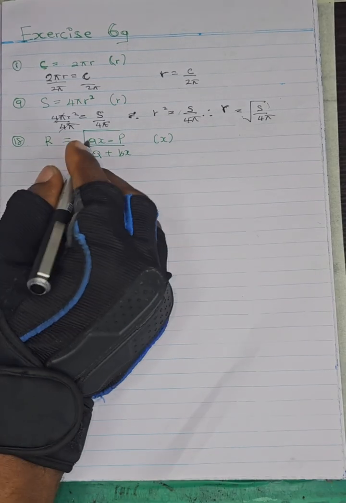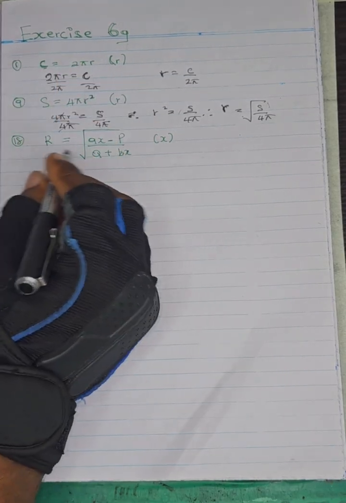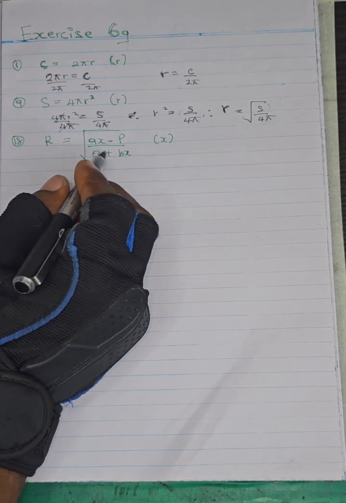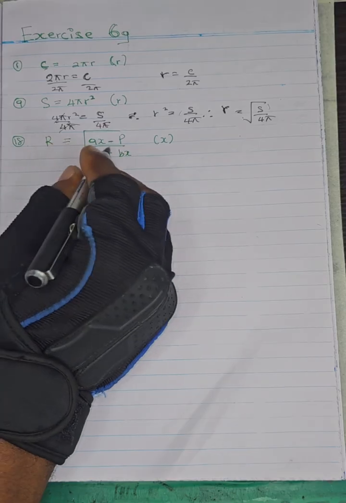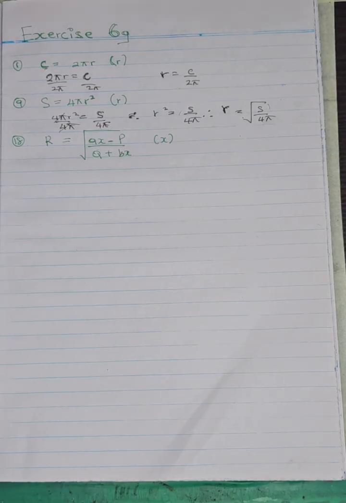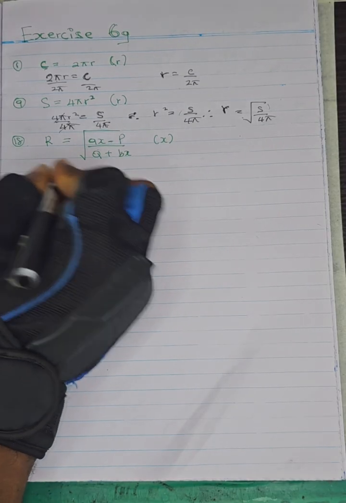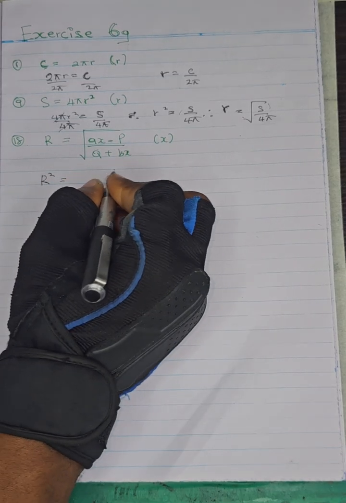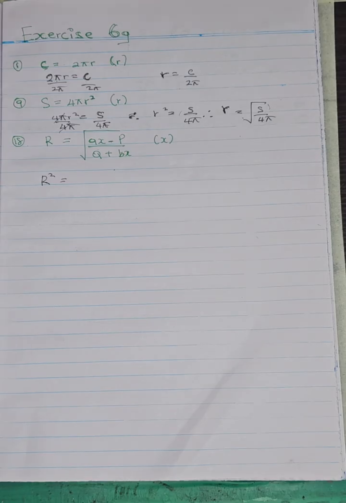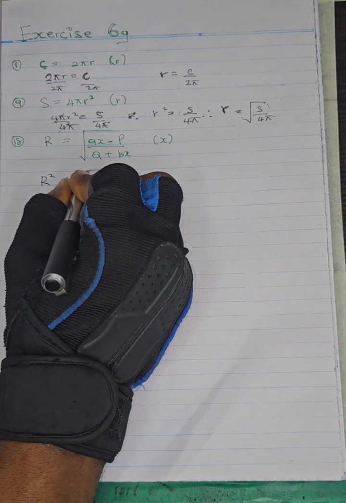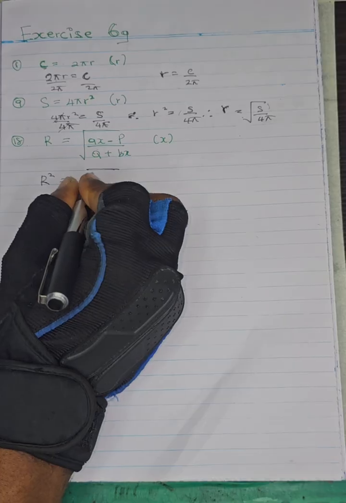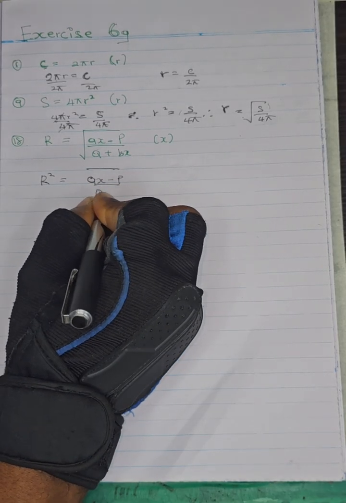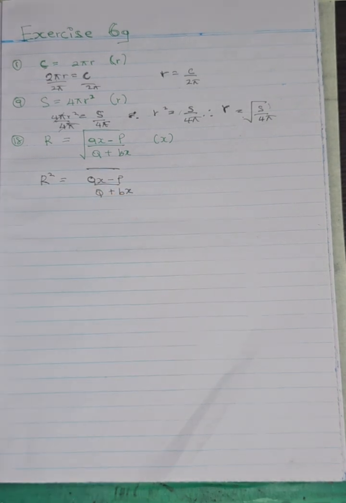First thing we are going to do, we have x inside the square root, so we'll start opening up. Find the square. This is r equal to the square root of (ax minus p) all divided by (q plus bx). So we'll find the square of both sides. When we square both sides, we have that r squared is equal to, this square root will no longer be there, so (ax minus p) all divided by (q plus bx).